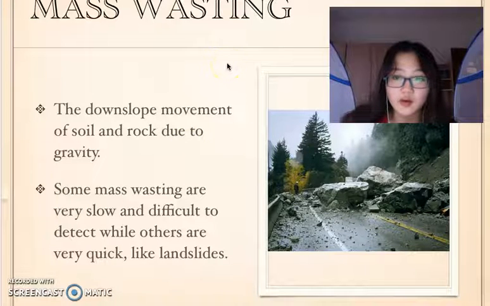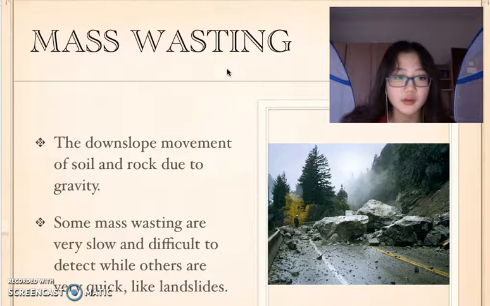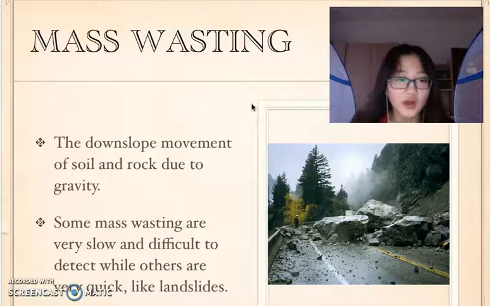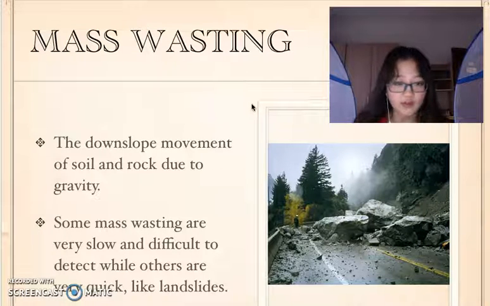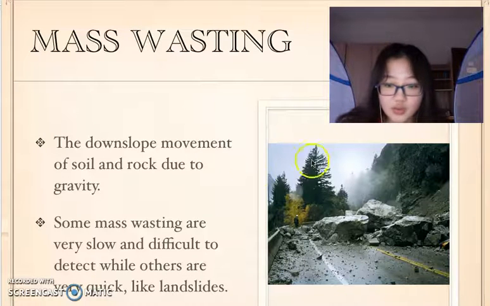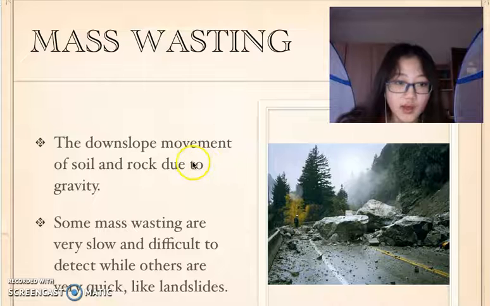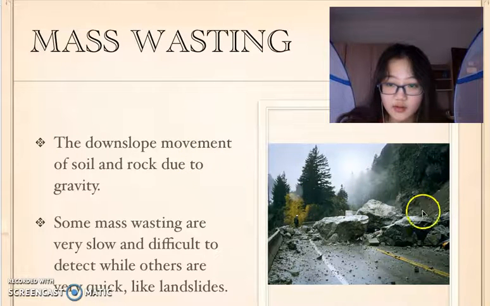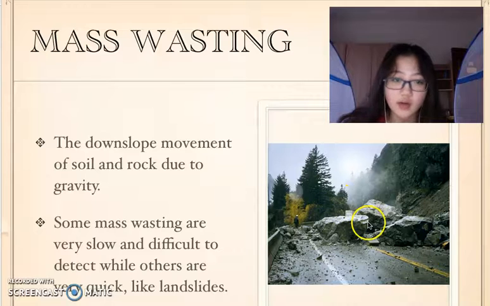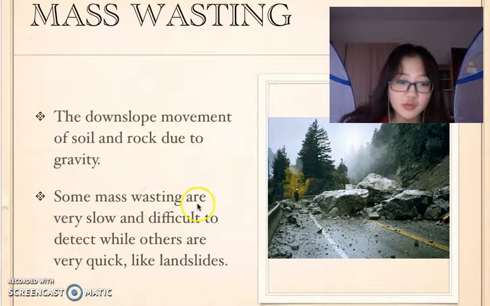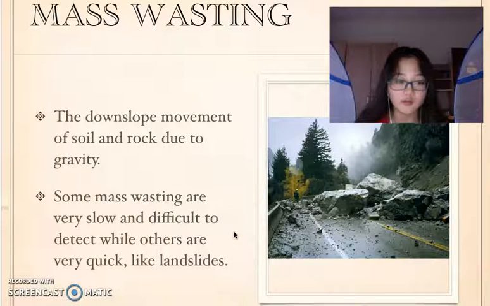Let's look at the mass wasting. Mass wasting is the downslope movement of soil and rock due to gravity. What that means is, let's look at this picture. There is a lot of soil on the mountain, and there are a lot of rocks here, and it is downslope movement due to gravity. Very interesting. Some mass wasting is very slow and difficult to detect, while others are very quick, like the landslide.